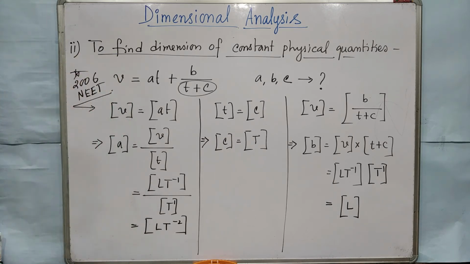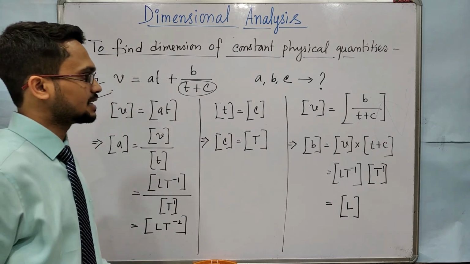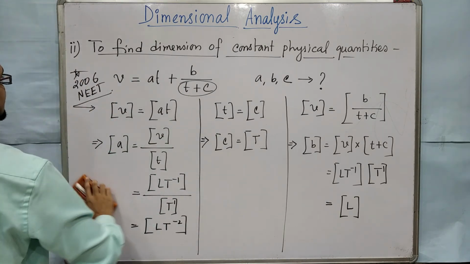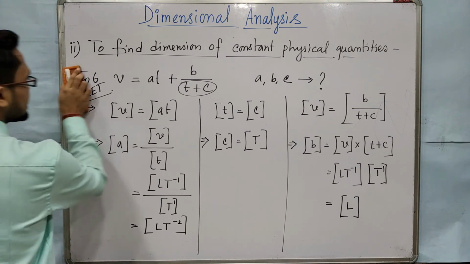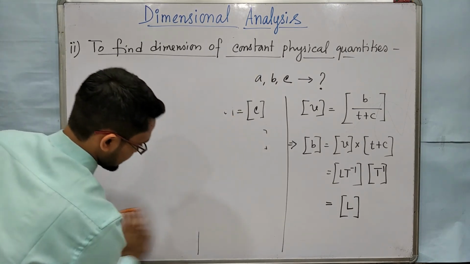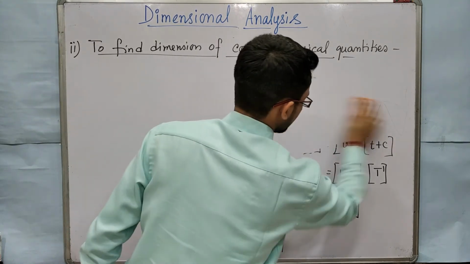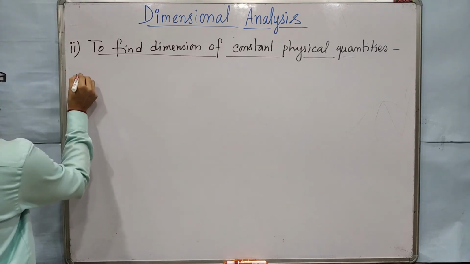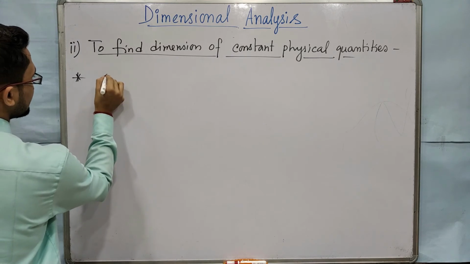Okay, understand? Another thing we will see. Another new thing. This is one type. Another type is this one. Suppose a wave equation is given.